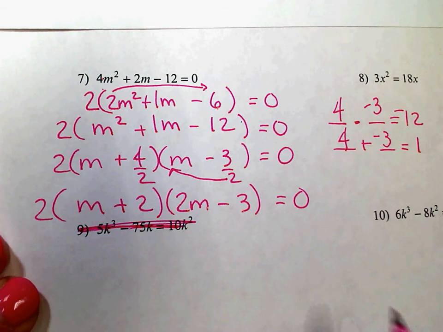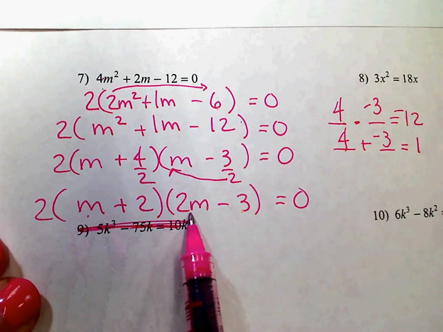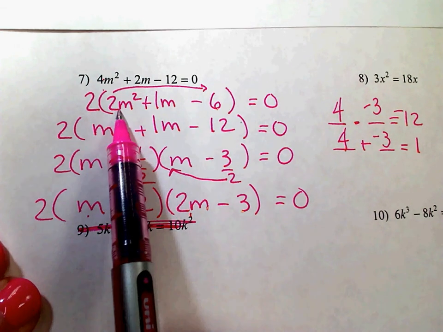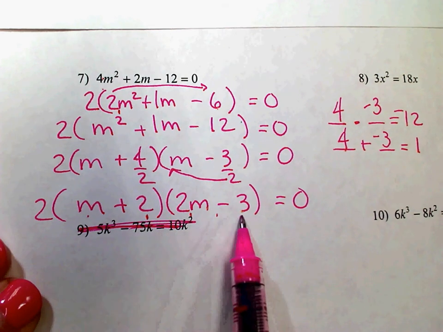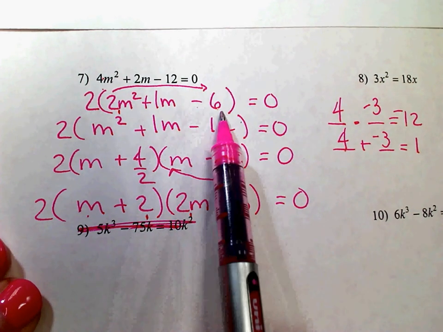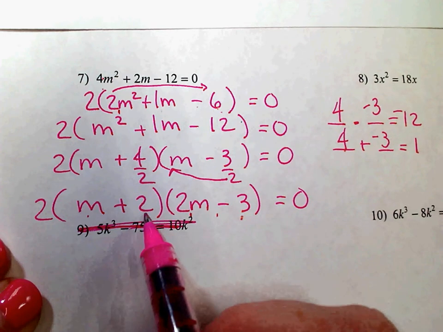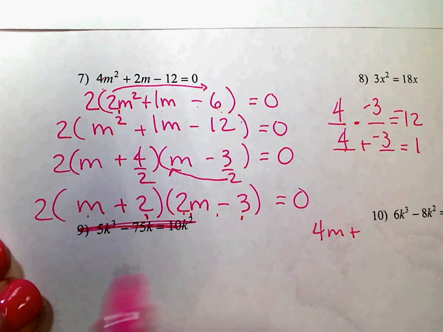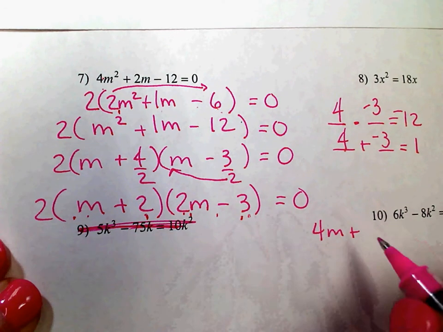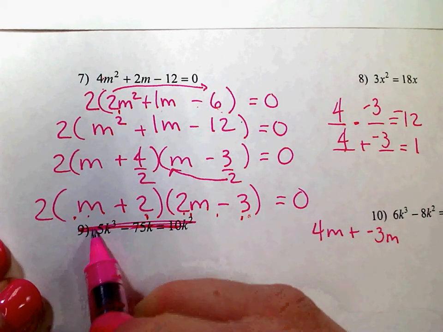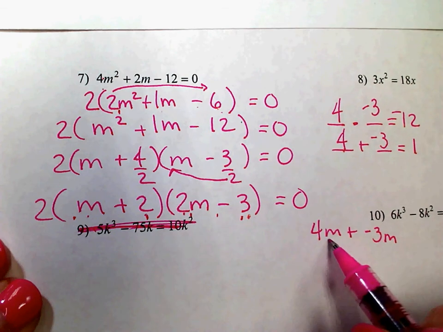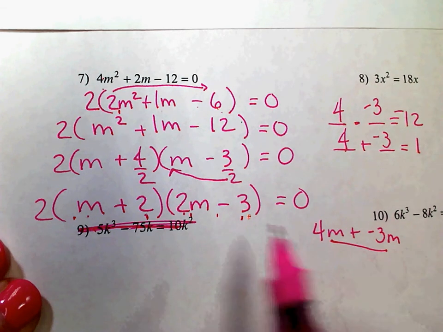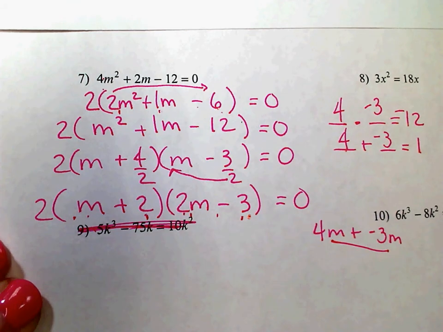I'm going to do a quick check. M times 2m gives me my 2m squared. 2 times negative 3 gives me my negative 6. The middle term of 1 comes from 2 times 2m plus m times negative 3m. Negative 3m and positive 4m do add up to my positive 1m, so I know it's factored correctly and I'm ready to get my answers.